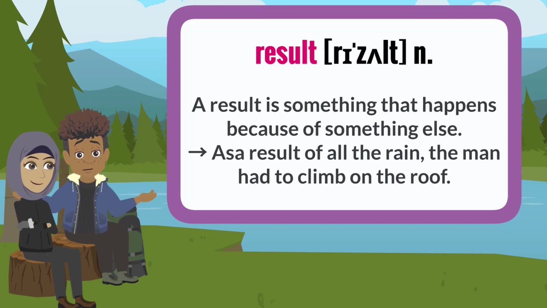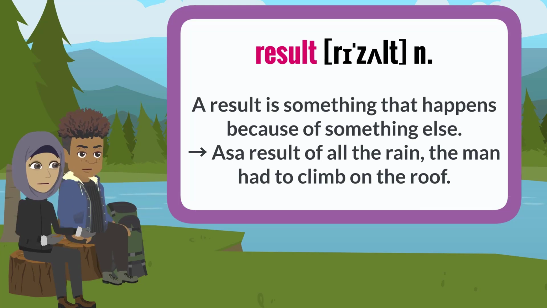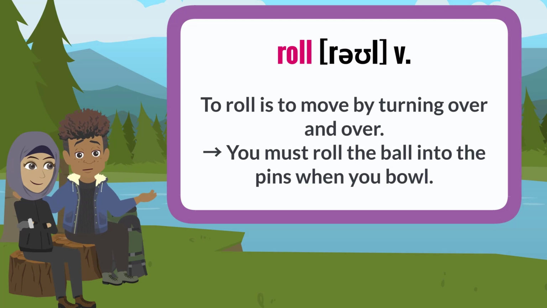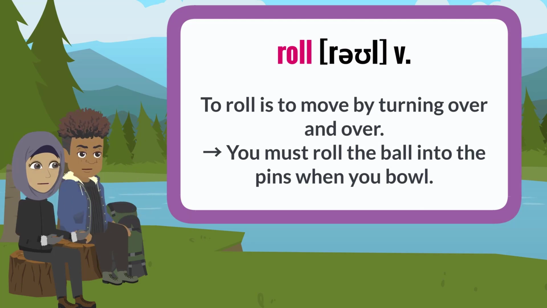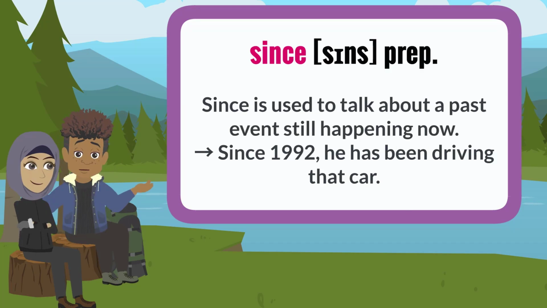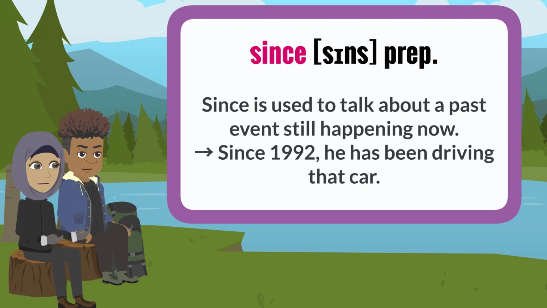Result. A result is something that happens because of something else. As a result of all the rain, the man had to climb on the roof. Roll. To roll is to move by turning over and over. You must roll the ball into the pins when you bowl. Since. Since is used to talk about a past event still happening now. Since 1992, he has been driving that car.